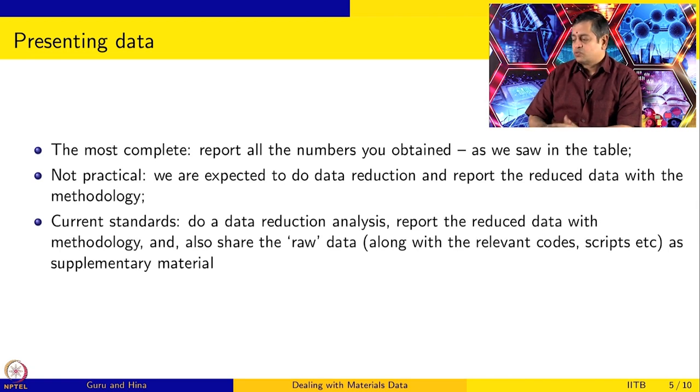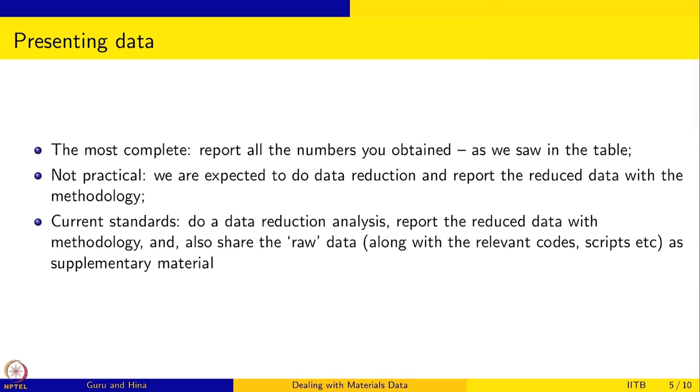It also allows others to carry out the same analysis, or if they have a different methodology, they can apply it to this data. So, it is very important to have this raw data available. The most preferred current standard is not just to do data reduction analysis and report the methodology, but also to store the raw data somewhere along with the scripts and codes used for the reduction, and make it available to everybody so that people can independently do the same analysis, or if they want, do a different analysis. We will also show you some papers in the recent literature which do this very well, which do a commendable job of reporting this raw data, and those should be the standards we aspire to.